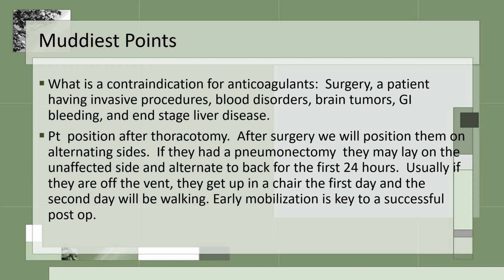The next one, patient after thoracotomy, the patient's position. So after surgery, we're going to position them on alternate sides. So we're going side to side and back. We're going to always move them every 2 hours. If they've had a pneumonectomy, that's the whole lung, they may lie on the unaffected side and alternate to the back for the first 24 hours because some surgeons don't want them to directly lay on their incision. But usually if they're off the vent, they're going to be getting up in the chair that first day, and by the second day, hopefully we'll be walking because early mobilization is the key to successful post-op.